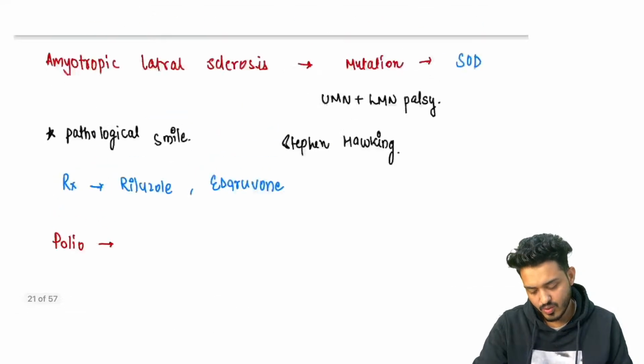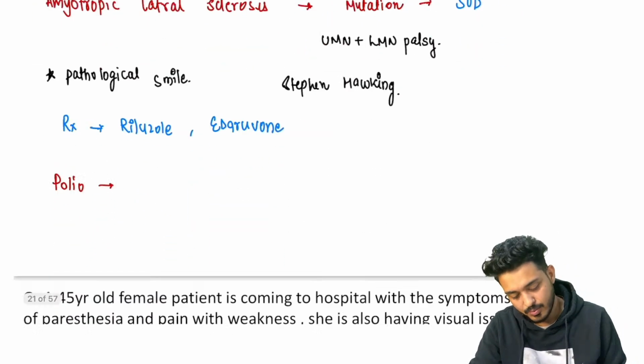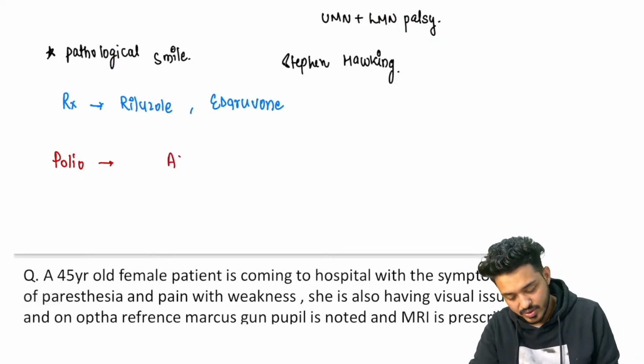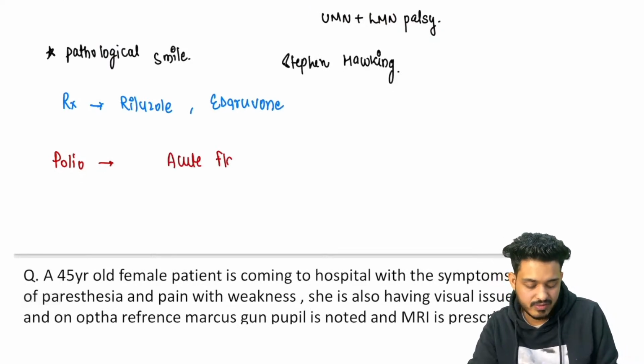Okay, why is polio not the answer here? Look, the paralysis of polio is going to be acute flaccid type of paralysis. Yes, but it is a descending type of paralysis.